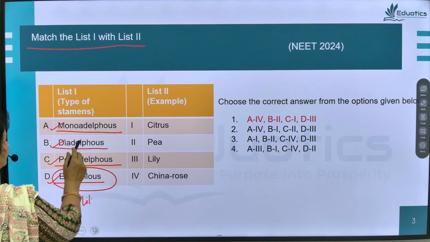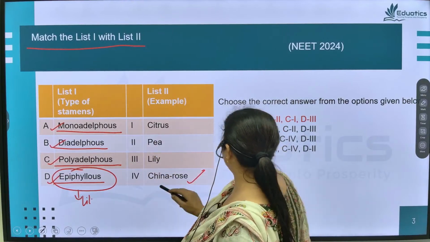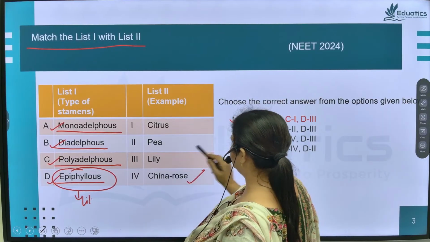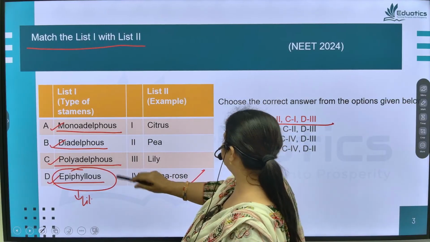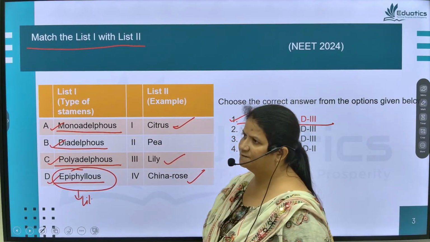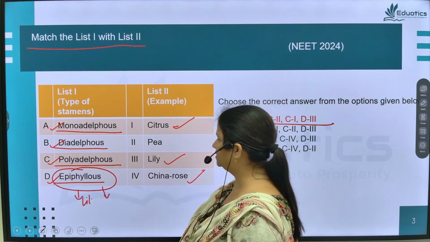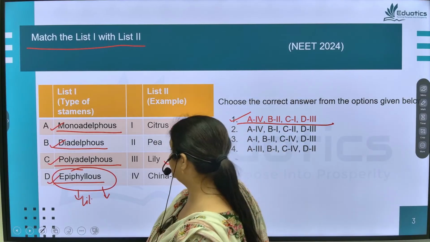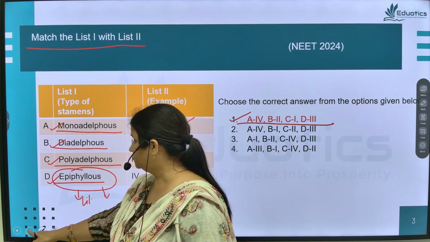Monoadelphous will be China rose. Monoadelphous, A is for the fourth. Two options may be there, first as well as second. Diadelphous, P, first option is correct. Polyadelphous, citrus, and epiphyllous, lily. Lily is an example of the family Liliaceae, where the epiphyllous condition exists. In that, the perianth is attached with the stamens, or we can say stamens are attached with the perianth. Now move to the next question.